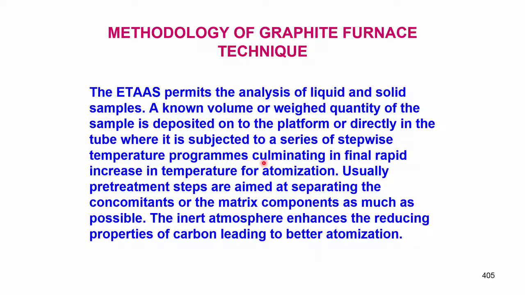So, this brings us to the methodology of the graphite furnace technique. How do we go about doing the chemical analysis using graphite furnace atomic absorption? Electrothermal atomic absorption spectrometry permits the analysis of both liquid and solid samples. Okay. A known volume of the weighed quantity you have to take, the sample is dissolved in a known volume and then deposited onto the platform or directly onto the tube.